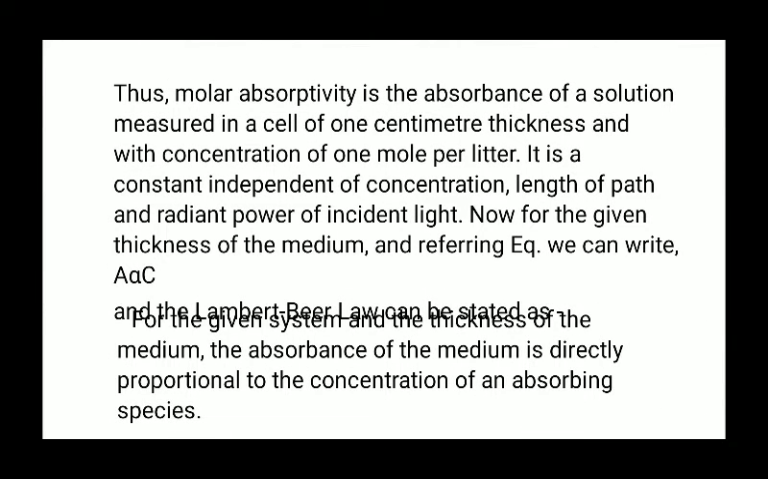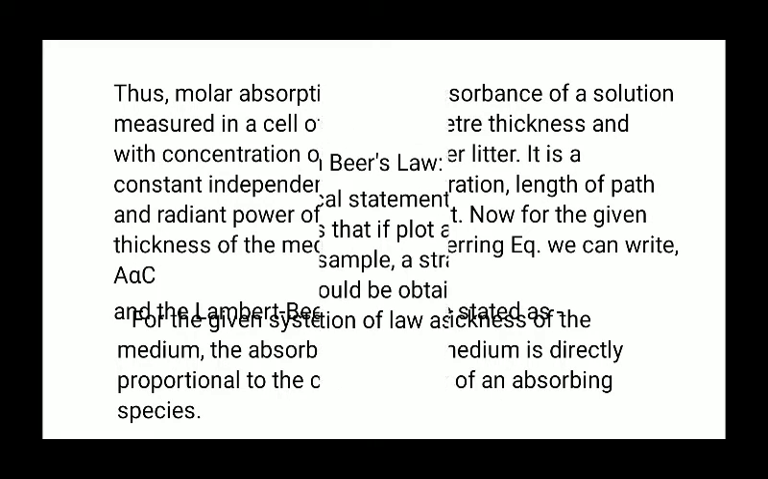In the previous section, we have seen the two fundamental laws of photometry, Beer's law and Lambert's law. That means absorbance is directly proportional to path length and absorbance is directly proportional to concentration. If we plot a graph of absorbance against concentration, a straight line passing through the origin should be obtained.